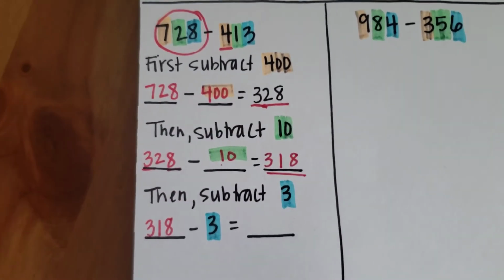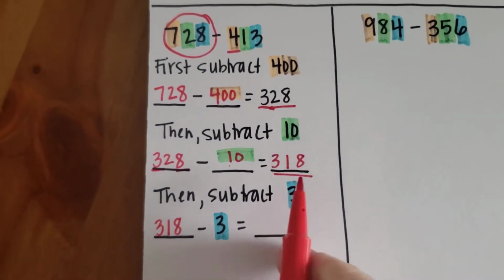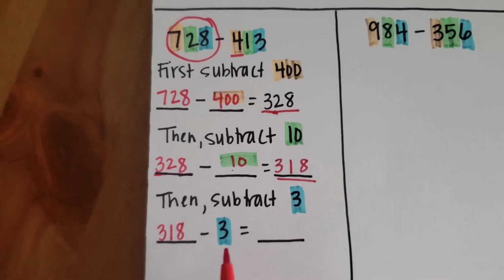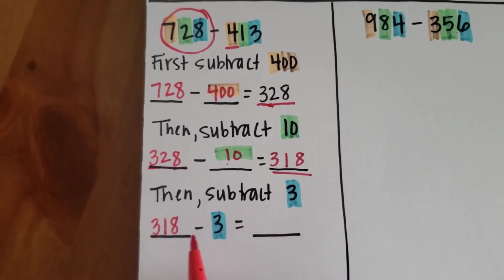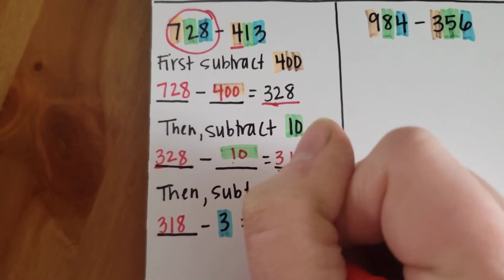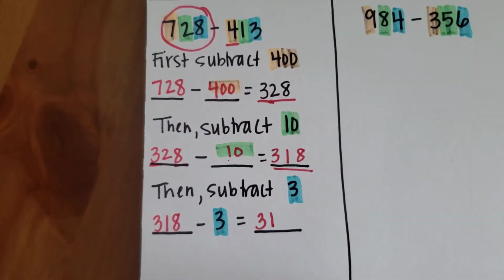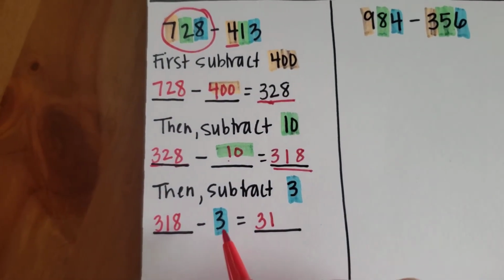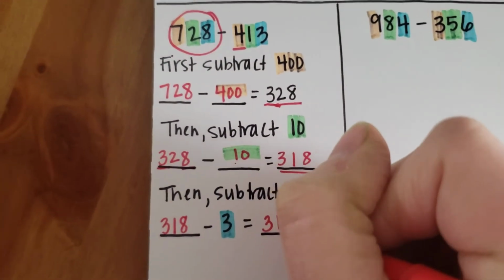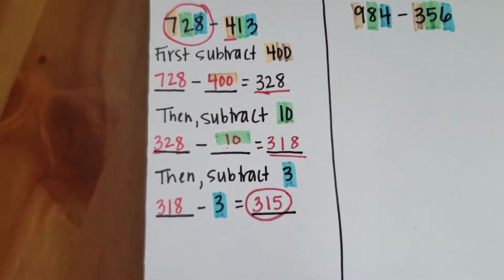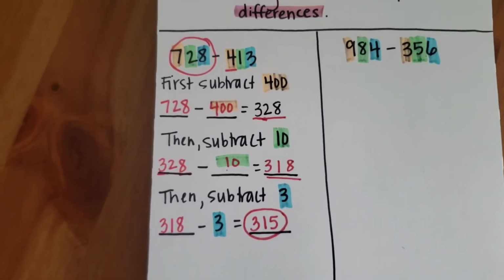So I'm at 318, and I'm going to subtract my one place now. My one place is 3, so I'm doing 318 minus 3. I'm not subtracting any hundreds or any tens. 8 minus 3 equals 5. So my final answer is 315.